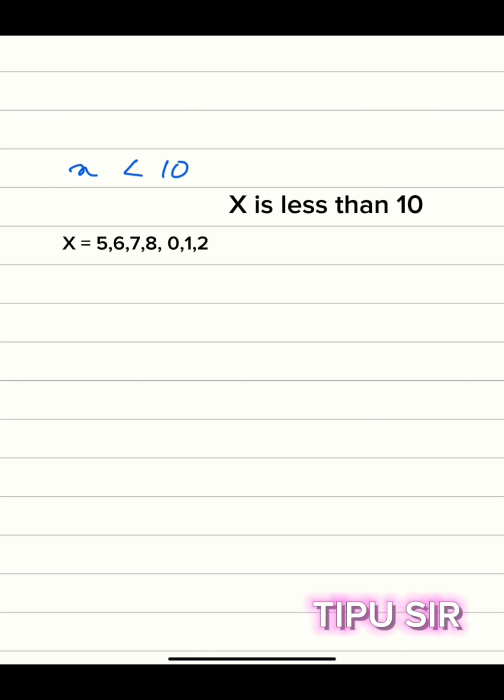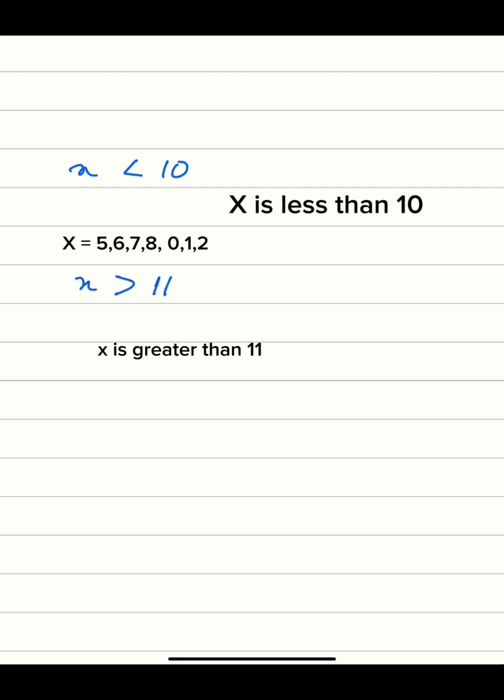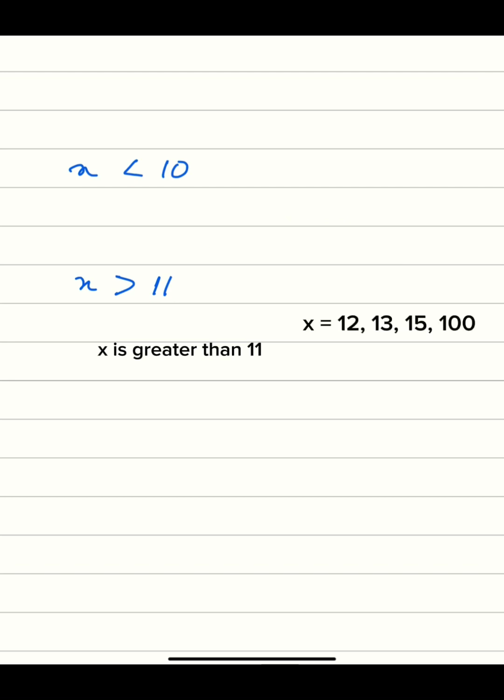Now, if you're looking at this expression, this means x is less than 10. Less than 10 means the values of x can be 5, 6, 7, 8, 0, 1, 2. And if you look at this expression, it means x is greater than 11. Greater than 11 numbers can be 12, 13, 15, 100, 1000.